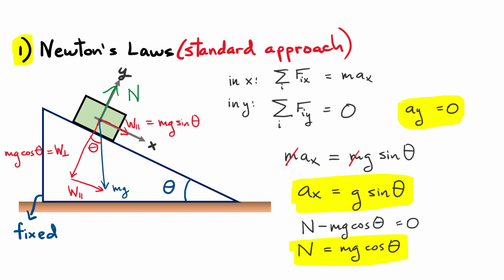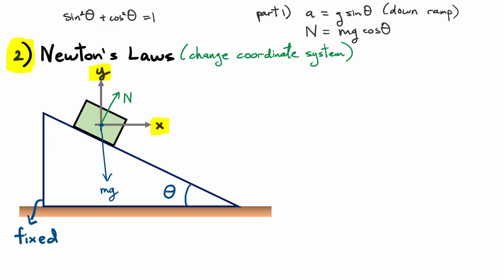What if I had just a standard coordinate system that doesn't have one axis along the incline? The easiest way to get part 2, again, we're just looking for the acceleration, but we want to break it down now into the two components. We already solved the magnitude. Let's just draw the acceleration over here. The magnitude was g sine theta.